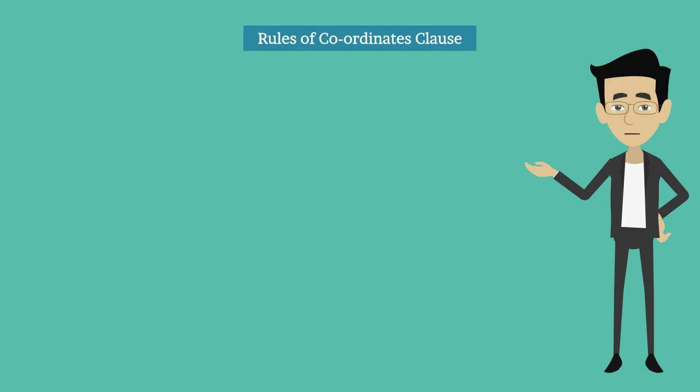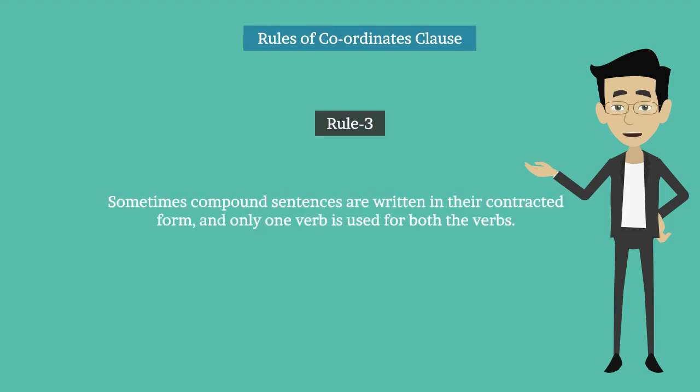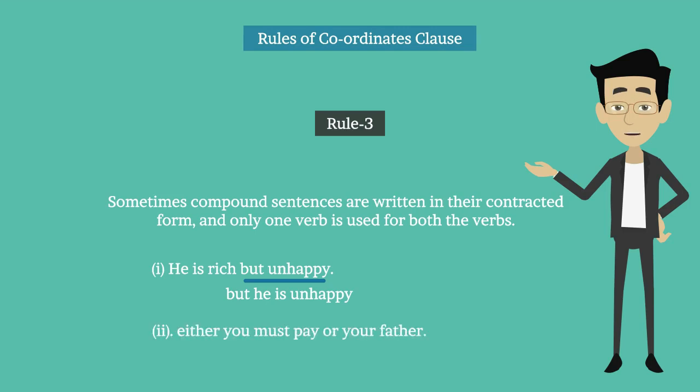Rule number 3. Sometimes compound sentences are written in their contracted form and only one verb is used for both the verbs. For example, he is rich but unhappy. In this sentence, but unhappy is the contracted form of but he is unhappy. So this is a coordinate clause. Either you must pay or your father. In this sentence, or your father means or your father must pay.